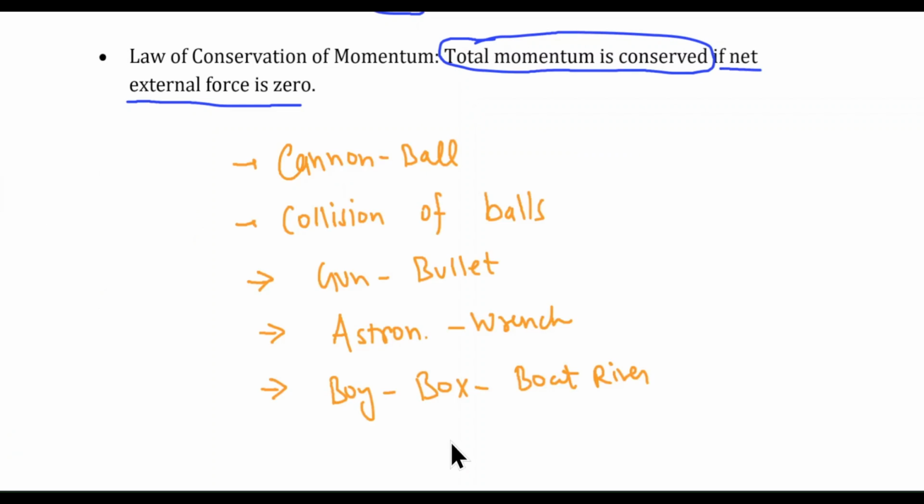Next is the law of conservation of momentum. If the net external force on a system is zero, then the total momentum is conserved. This is very important. What can be some cases for this? These are some popular cases that you can see: cannonball question, collision of balls, gun and bullet, astronaut throwing a wrench, and a boy and box on a boat in a river, as in a boy throwing a box while standing on a boat in a river. That's also all conservation of linear momentum.